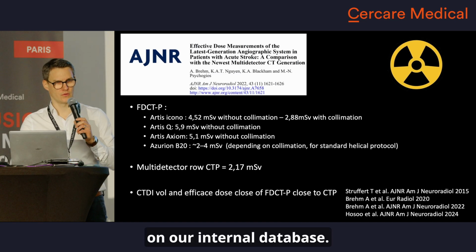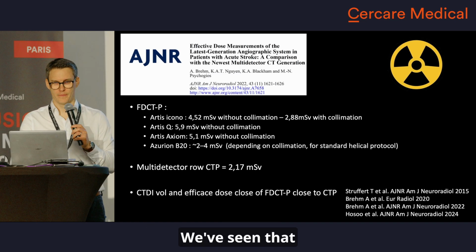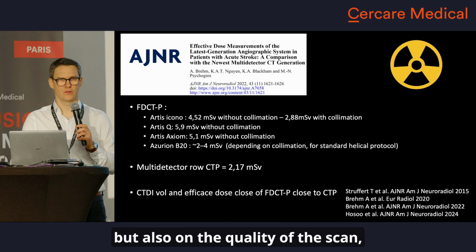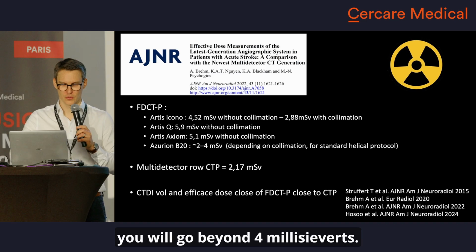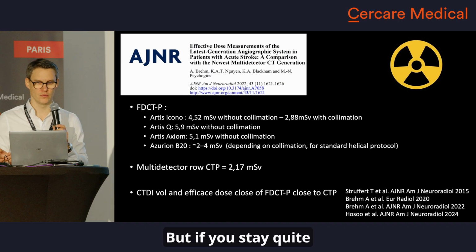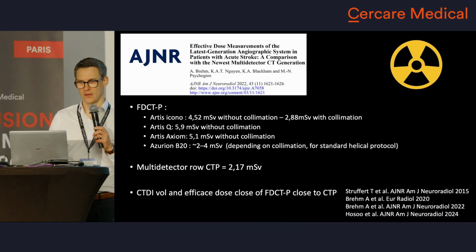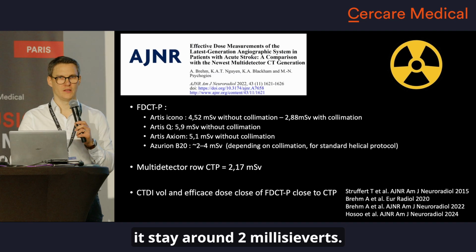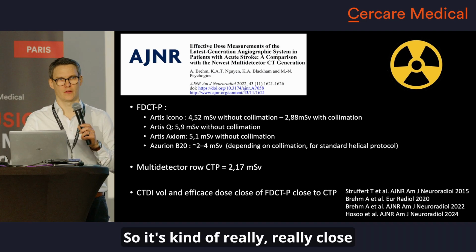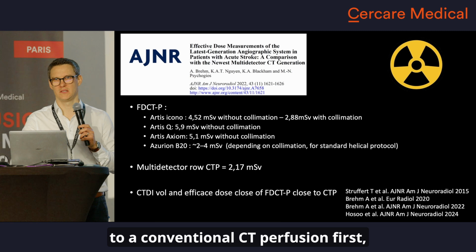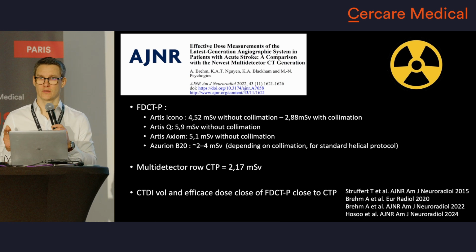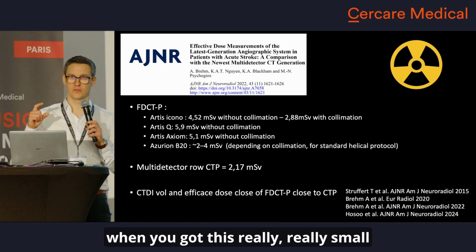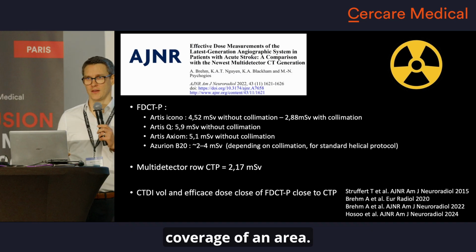collimation. On our internal database, we've seen that depending on the collimation, but also on the quality of the scan, meaning if you push the X-rays really hard, you will go beyond 4 millisieverts. But if you stay on the low protocol, it stays around 2 millisieverts. So it's really, really close to a conventional CT perfusion first, but you got a whole brain coverage compared to the CT perfusion, where you got a really, really small coverage of an area.